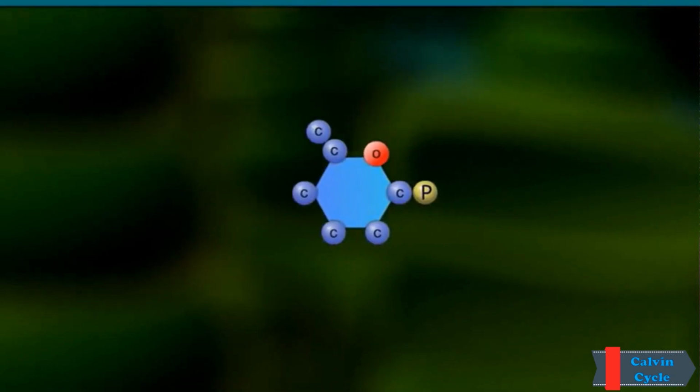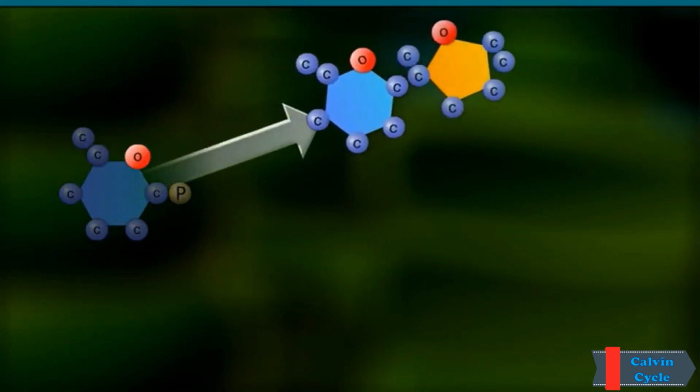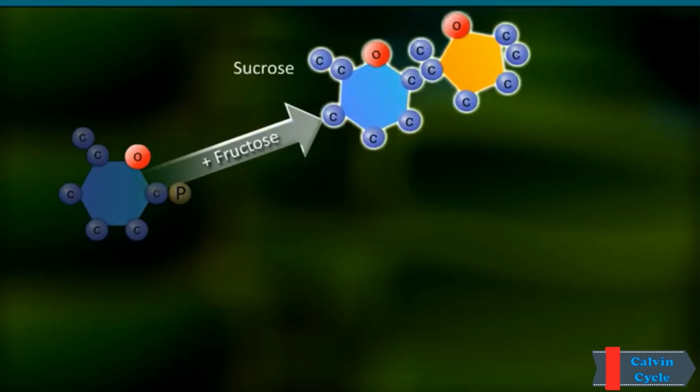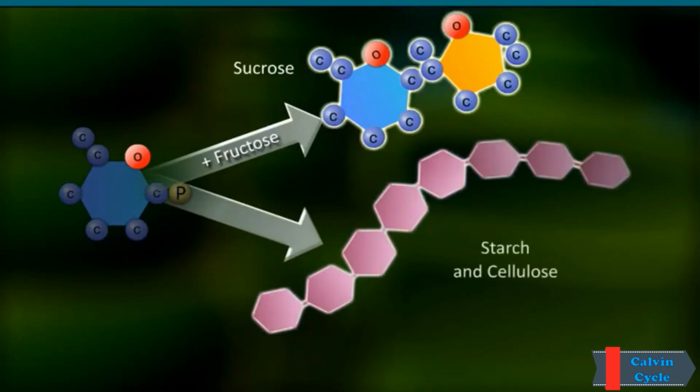It takes 2 molecules of glyceraldehyde 3-phosphate to make 1 molecule of glucose phosphate. Thus, the Calvin cycle has to run 6 times to produce 1 molecule of glucose. Glucose phosphate is also the starting molecule for the synthesis of starch and cellulose.